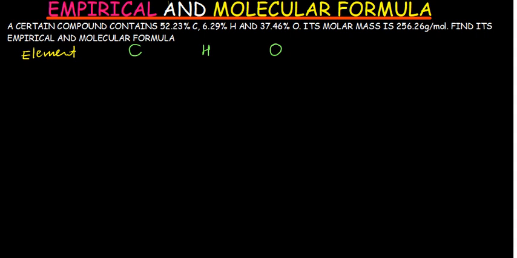After that, we are going to put a portion for percentage mass. So these percentages which you've been given are percentage by mass, or the percentage composition. Remember, when you are finding percentage composition, we are using the masses. So the first one, that is 52.23, and then we have got 6.29, and then 37.46.